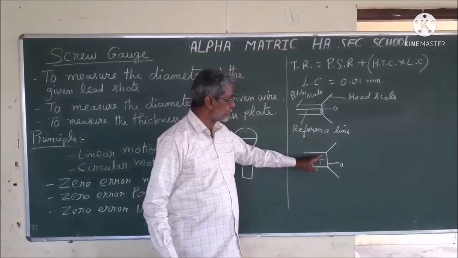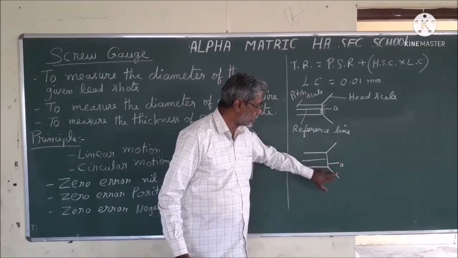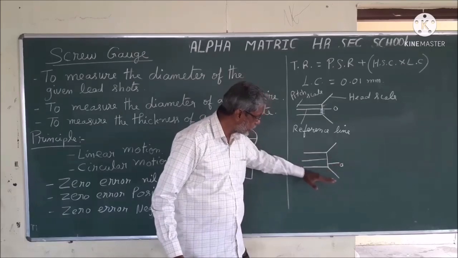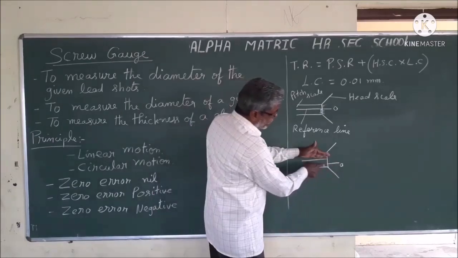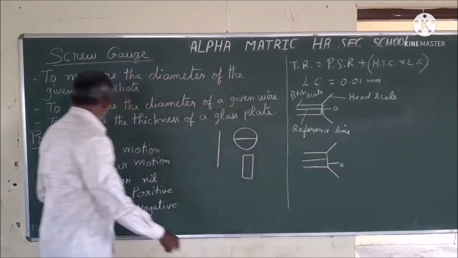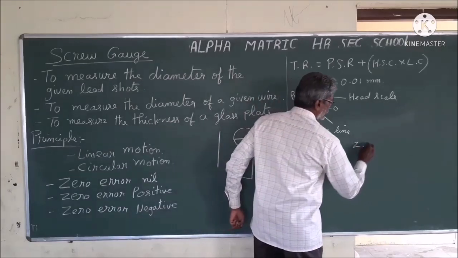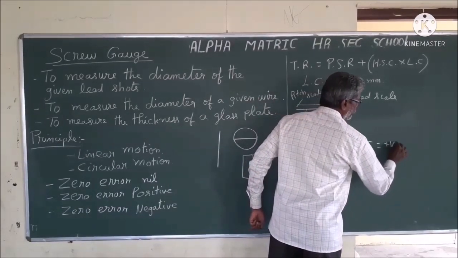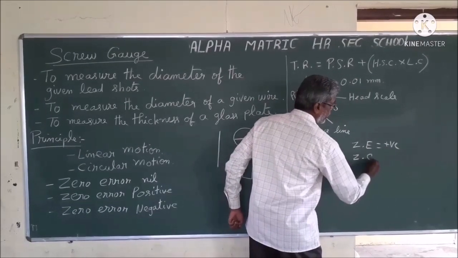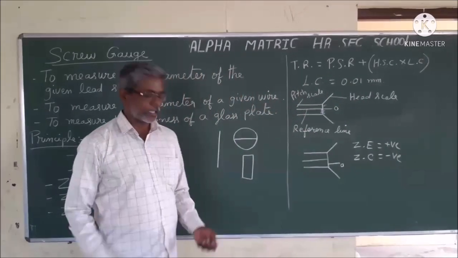Now in this diagram, the zero of the head scale is below the reference line. The zero of the head scale is below the reference line. I can call that zero error is positive. So that zero error is positive and zero correction will be negative.